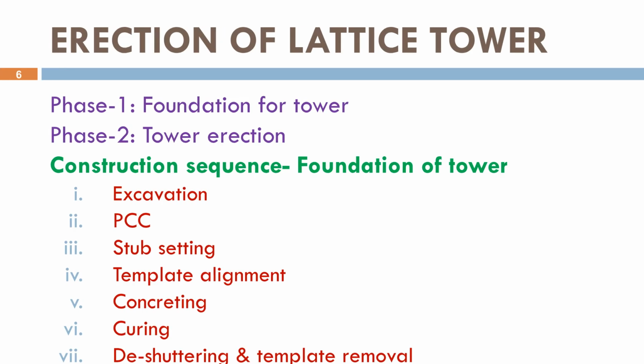Construction begins with the tower foundation. First, the site is excavated according to the design dimensions. A layer of plain cement concrete, PCC, is placed as the base. Stub members are positioned accurately using templates. After checking alignment, concrete is poured around the stubs. The concrete is then cured properly to achieve the required strength. Finally, the formwork is removed, and the excavation is backfilled. A strong foundation ensures that the tower remains stable throughout its service life.